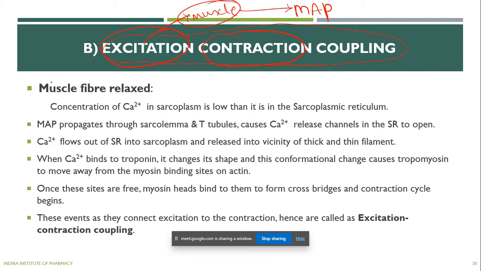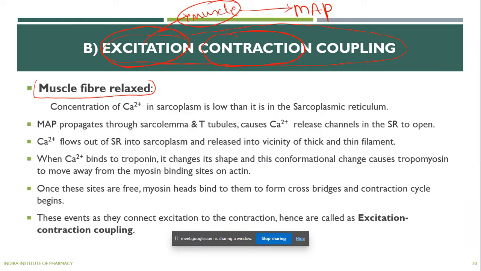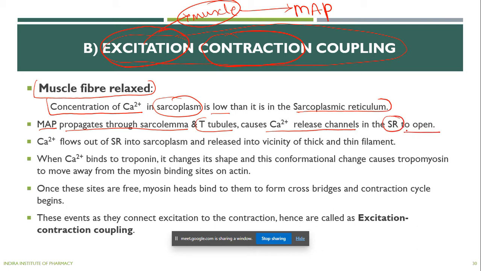There are two conditions: when the muscle fiber is relaxed and when the muscle fiber is contracted. When the muscle fiber is relaxed, the concentration of calcium in the sarcoplasm is lower than in the sarcoplasmic reticulum. The muscle action potential propagates through the sarcolemma and the T-tubules, and it causes calcium release channels in the sarcoplasmic reticulum to open. Calcium flows out of the sarcoplasmic reticulum into the sarcoplasm and is released into the vicinity of the thick and thin filaments.